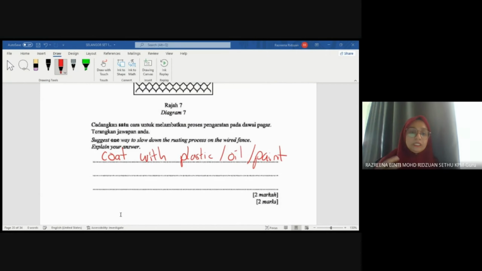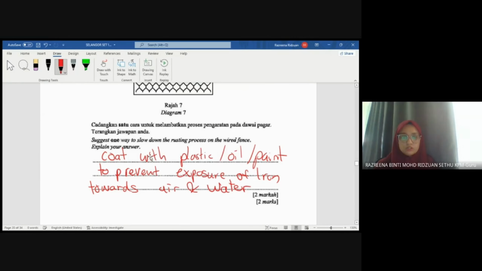You need to explain the reason: to prevent exposure of iron towards air and water. So it will last for a long time. Don't say change it to stainless steel because you already have the fence. You need to repair it. How can you do? So any logical answer will be accepted.